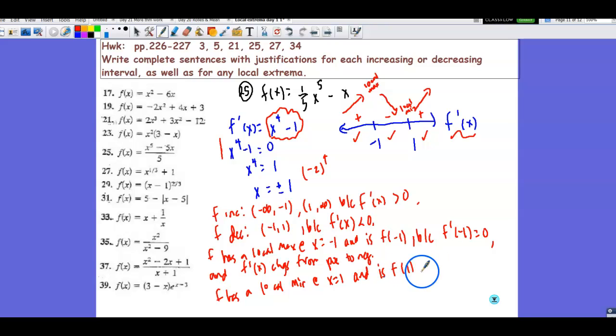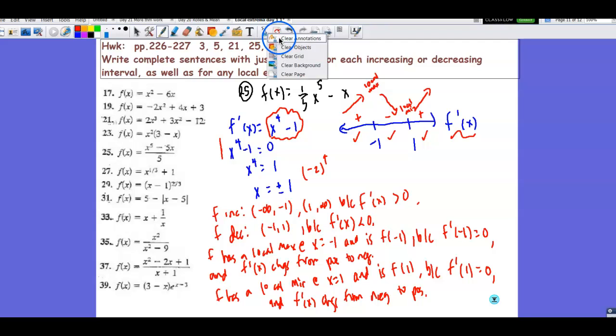And then f has a local min at x equal 1 and is original function f of 1. That's establishing the y value on the original function, because the first derivative at 1 equals 0. That gives me the critical number. And f prime of x, the first derivative, changes from negative to positive. And so those are your statements that you use and write up when you're establishing the first derivative test for increasing, decreasing intervals, as well as the local/relative extrema. Okay, that's 25. Let's go to number 27.